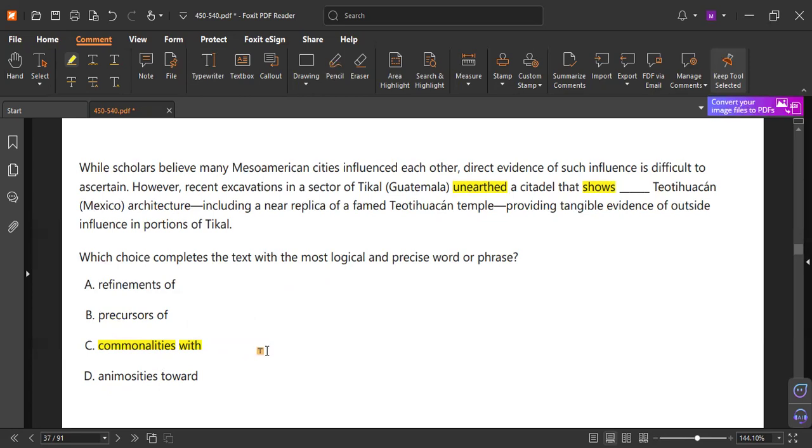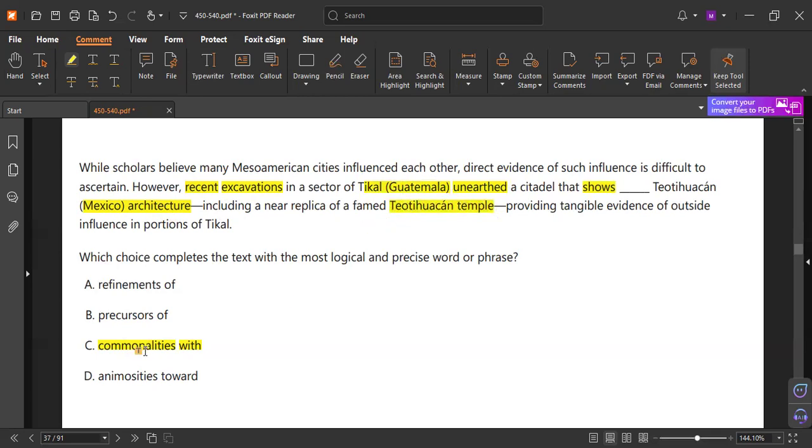Animosity means strong hate, dislike. It does not make sense. A, there is no evidence about refinements or improvements. It says that after excavation, we found similarities between this architecture and the other architecture. Yes, they have similarities such as a near replica of a famed temple. That's why we saw similarities between them.